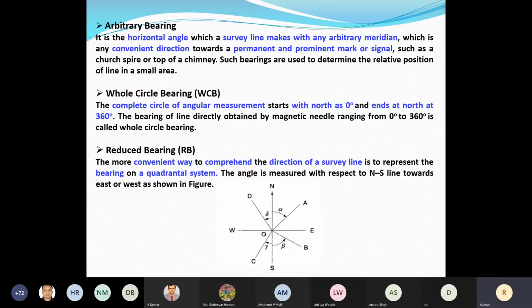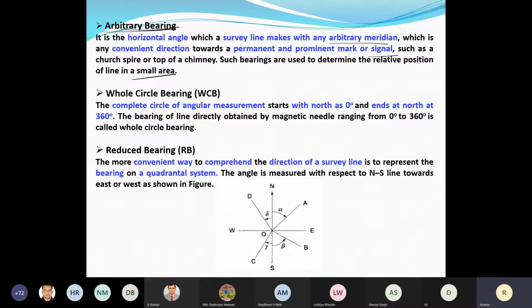Then there is the arbitrary bearing. It is the horizontal angle which a survey line makes with an arbitrary meridian. In the field, for a small survey, I can take any line as an arbitrary meridian, which is a convenient direction towards a permanent and prominent mark or signal, such as a church spire or top of a chimney. Such bearings are used to determine the relative position of a line in a small area. What we do in a small area, any line I can use as an arbitrary bearing. We will discuss this again in theory.